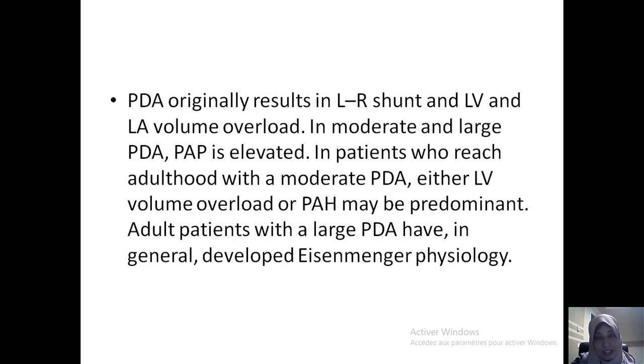PDA originally results in left to right shunt and left ventricle and left atrium volume overload. In moderate and large PDA, pulmonary arterial pressure is elevated. In patients who reach adulthood with a moderate PDA, either left ventricle volume overload or pulmonary arterial hypertension may be predominant, and adult patients with a large PDA have in general developed Eisenmenger physiopathology.